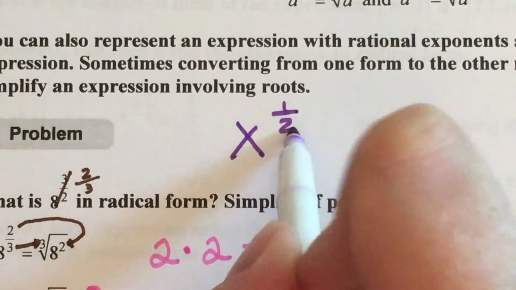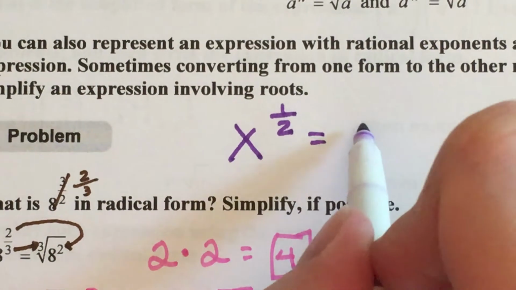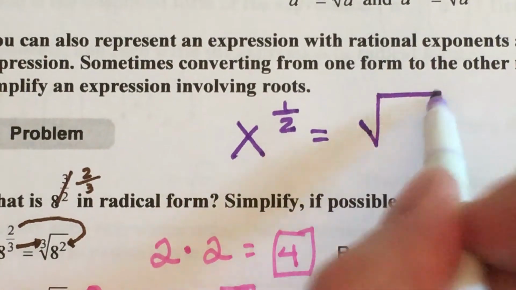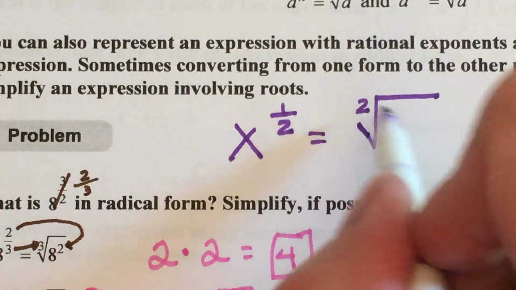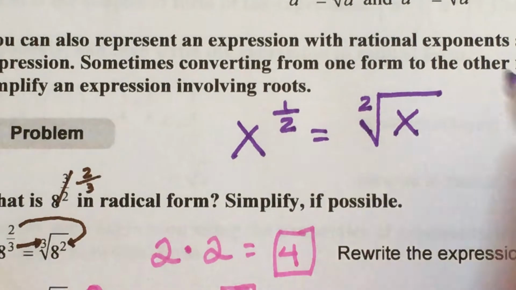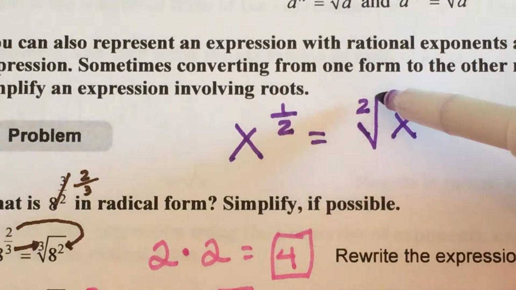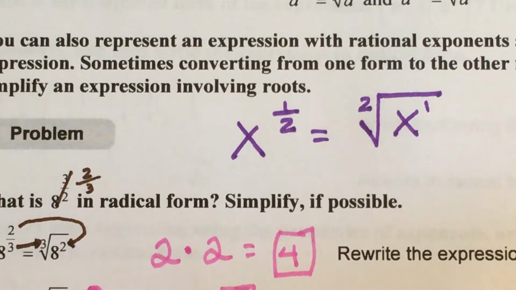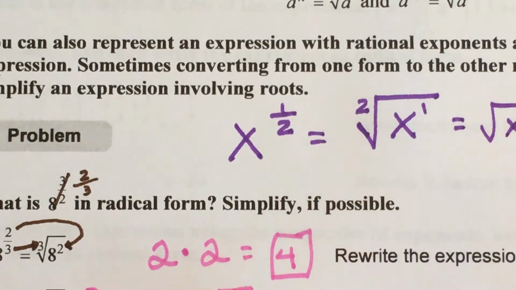X to the 1/2. That is the same thing. Let's rearrange as this root with a 2 here in the radical and a 1 right there. What kind of root is this? It's a square root. Square roots, we don't usually have a number there. They're just written like that.